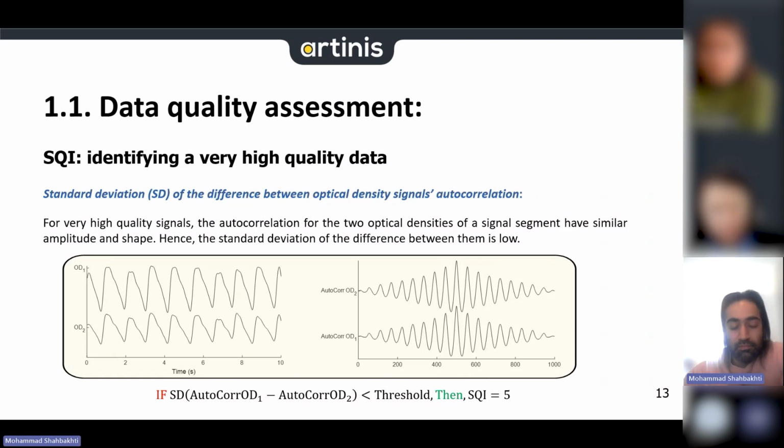For example, let's say we put the threshold at 0.1. If the threshold is met, the data quality is quite high. This is one example I put here for you. You can see on the right side we have the autocorrelation and they are quite similar. So that's also good quality data.